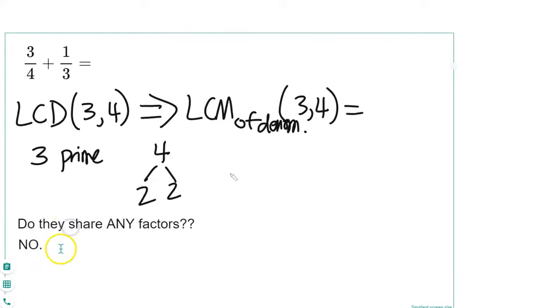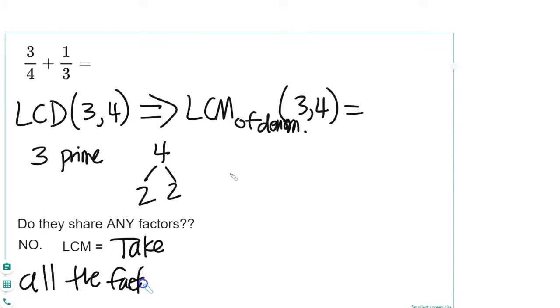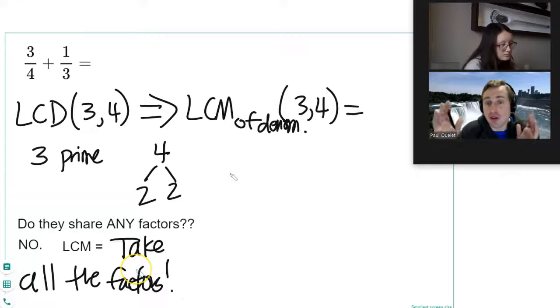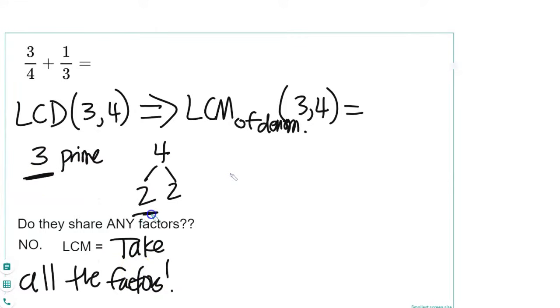So in order to get the least common multiple, what we're going to do is take all the factors. In other words, just take everything. Okay, so we need the 3, we need this 2, and we need this 2. So the least common multiple is going to be 3 times 2 times 2, which is 3 times 4, which is 12.